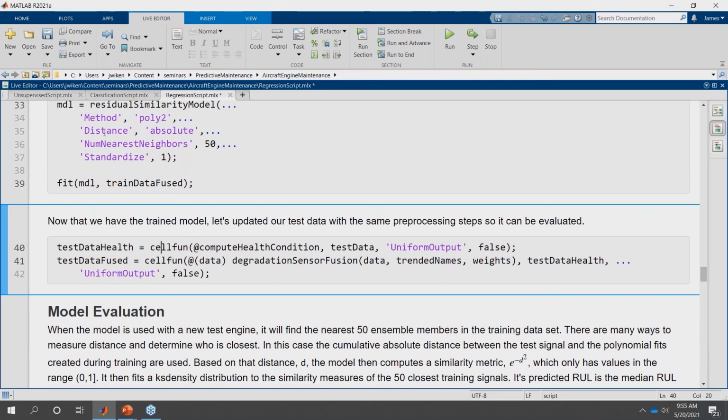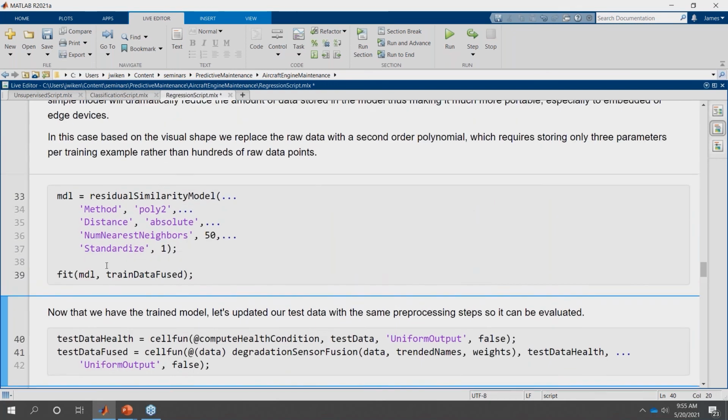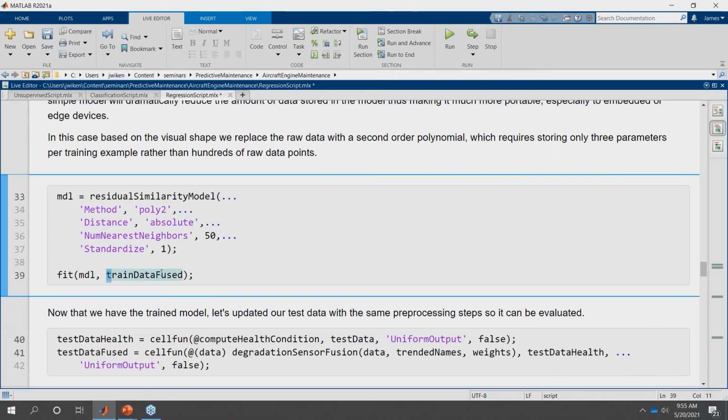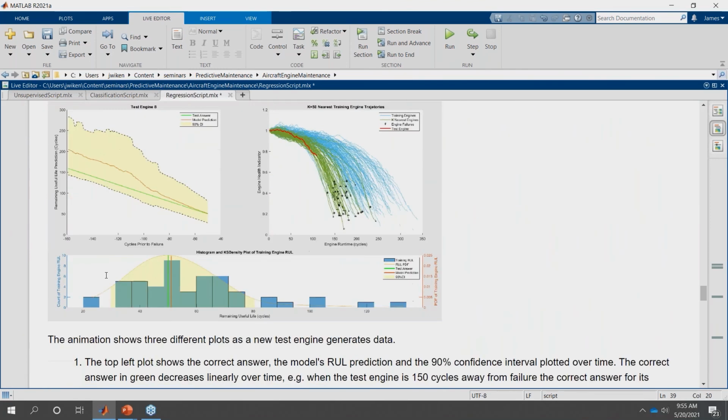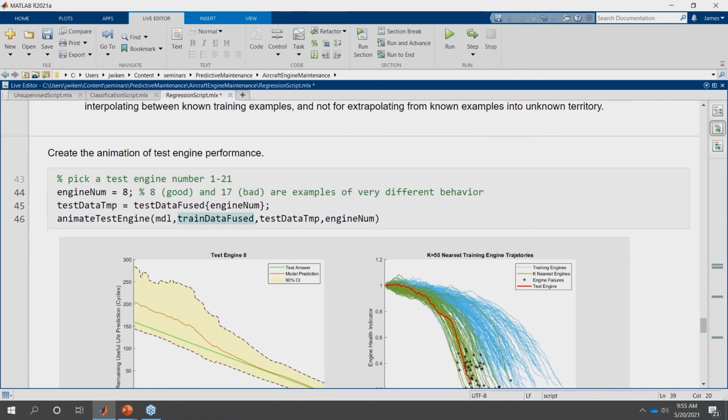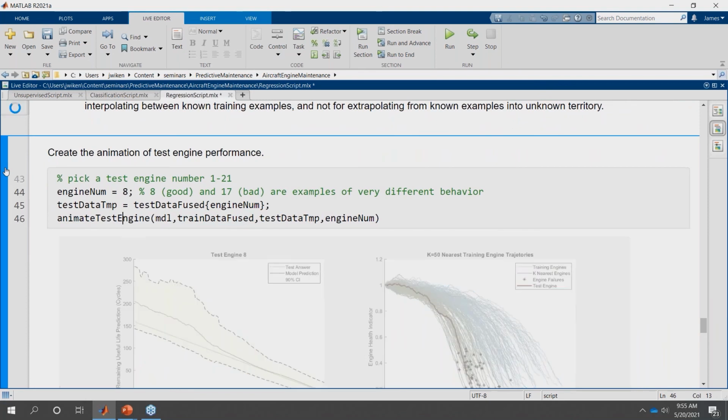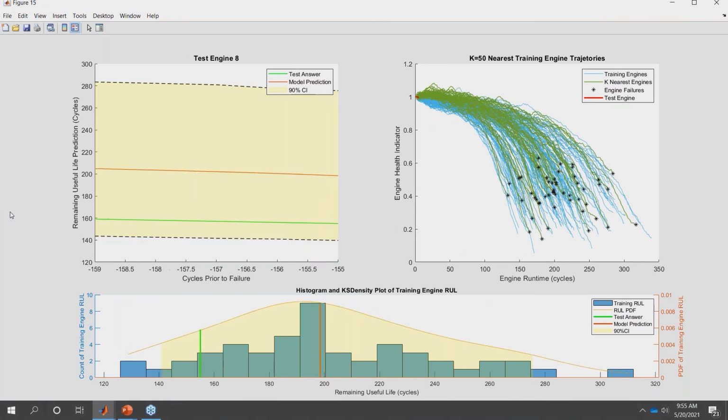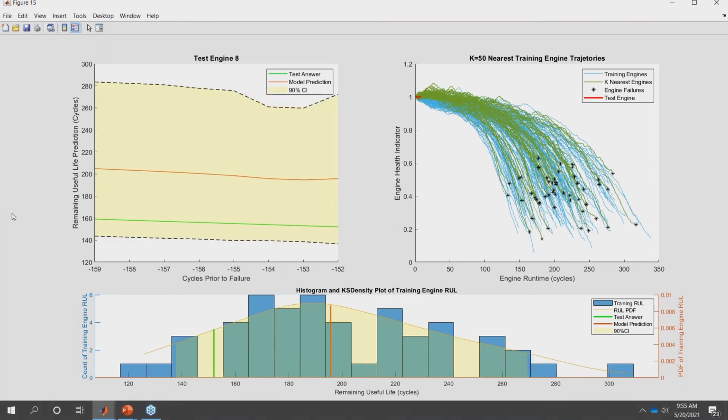Okay, so we train the model there. I skipped through the training because it's not too important. We just fed it the data that we had through doing that fused health indicator. What I really care about is the actual evaluation of the model, because I think it does a good job explaining how it works and what it does. So let me bring up this animation here, and we'll see this model in action.